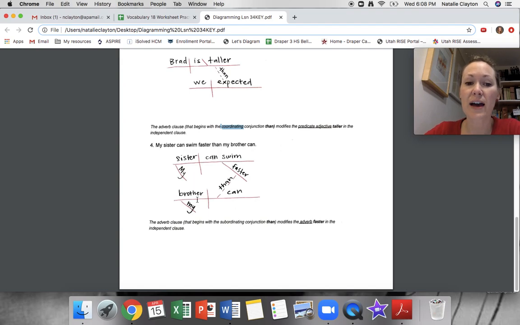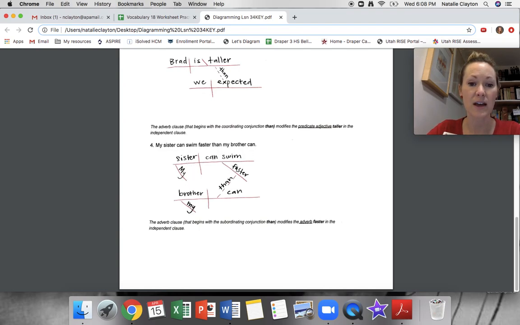My sister can swim faster than my brother can. This looks tricky, but let's just break down the rules. My sister can swim faster than my brother can. So what's our subject-verb pairs? We have sister, can, swim. Okay, we've got a verb phrase here. Don't get tricked by that. Then the next pair would be brother. Here's our subject. And then brother can. There's our verb. Cool. So we know sister can swim faster.